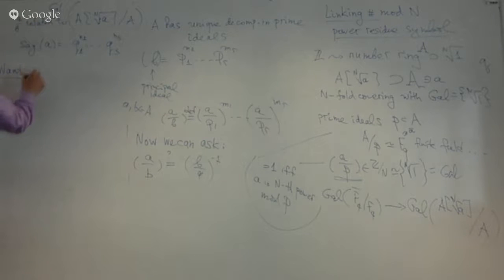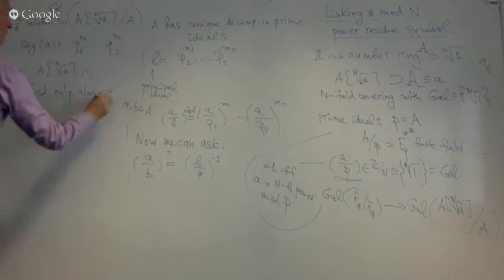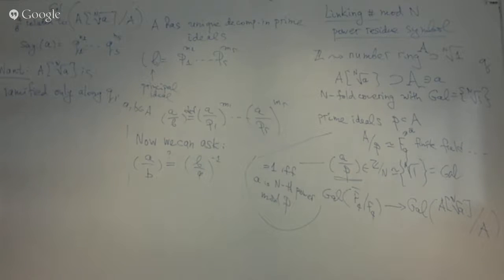So A adjoined the nth root of A is ramified only along Q1, which are prime divisors of A. Naively, it would relate. What you call a prime divisor of A is one of these prime ideals. Yes, prime ideals. Okay. And then it would be a complete analogy. But it is not so bad.